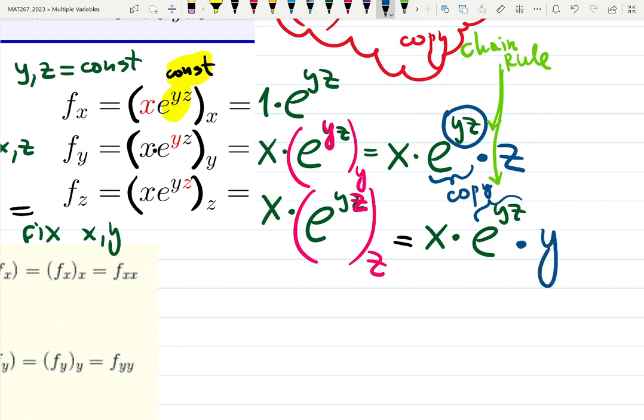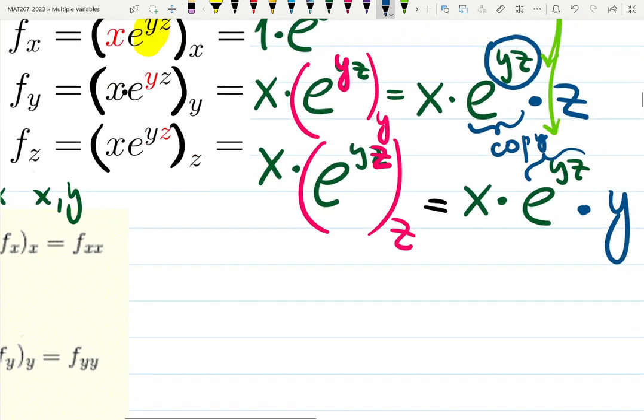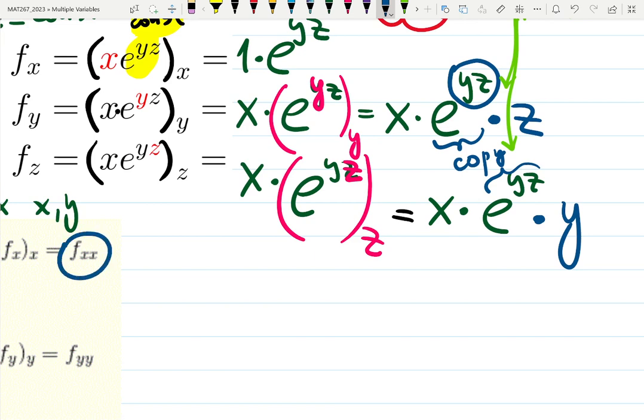What do you think about that? That's chain rule for you. And you can imagine we can find other derivatives. Can you find me fxx? Fxx. What the heck is that?